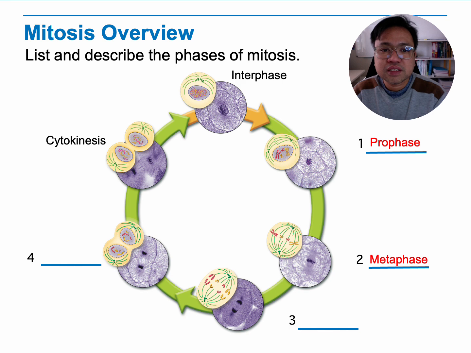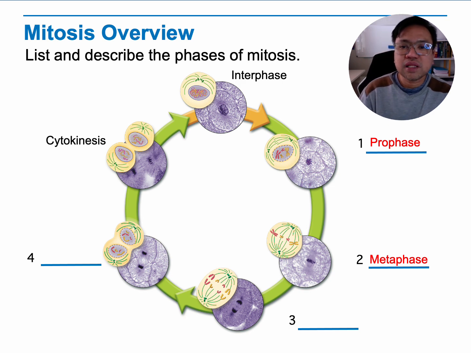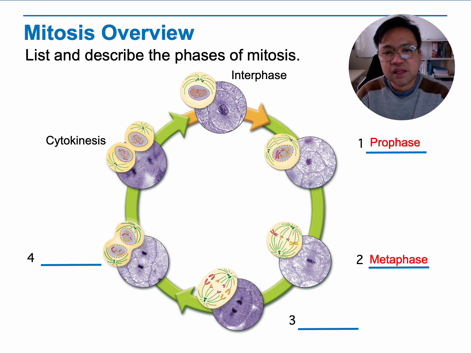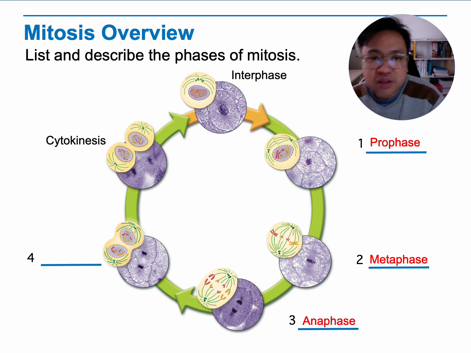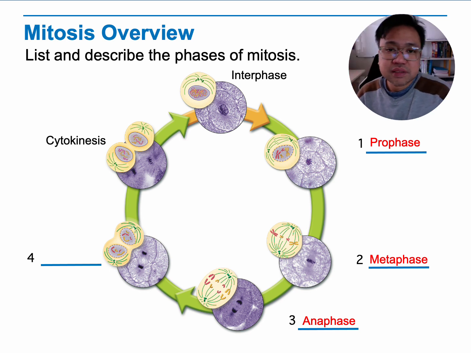Stage 2 is metaphase. The chromosomes align along the center of the cell, called the metaphase plate, with spindle fibers connecting the centromeres to the poles. Third, anaphase. The sister chromatids are separated and pulled along the spindle fiber toward opposite poles of the cell. These chromatids are now considered individual chromosomes.